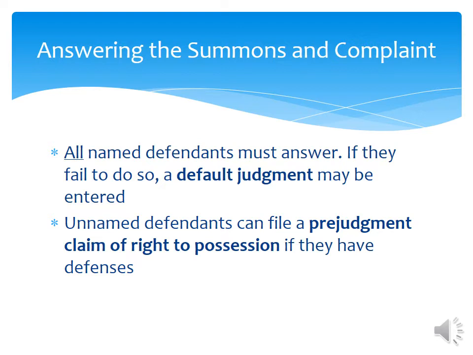Unnamed defendants can file a prejudgment claim of right to possession if they have defenses which are not stated that the named defendants have. What this means is that someone whose name is not on the summons and complaint can request to join the lawsuit. Why would they want to do this? There are obvious worries in that if you add yourself to a lawsuit, you may be facing an eviction on your record and the same lockout as someone whose name is on the lawsuit.